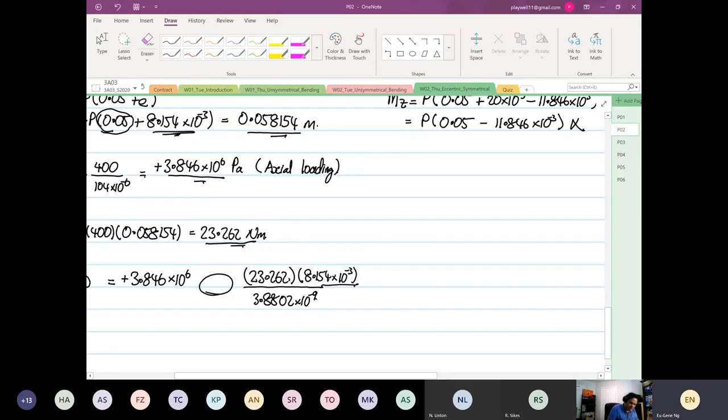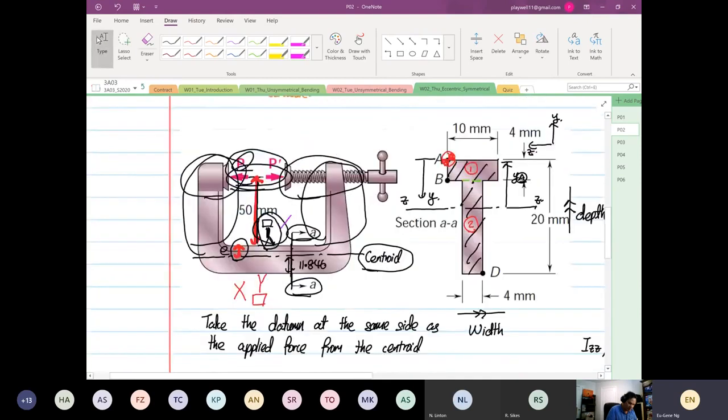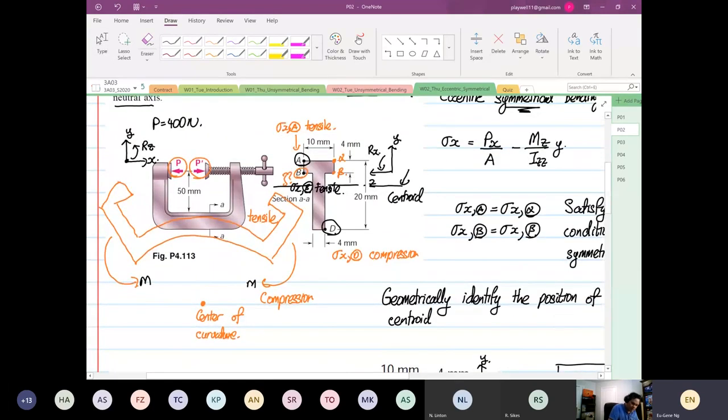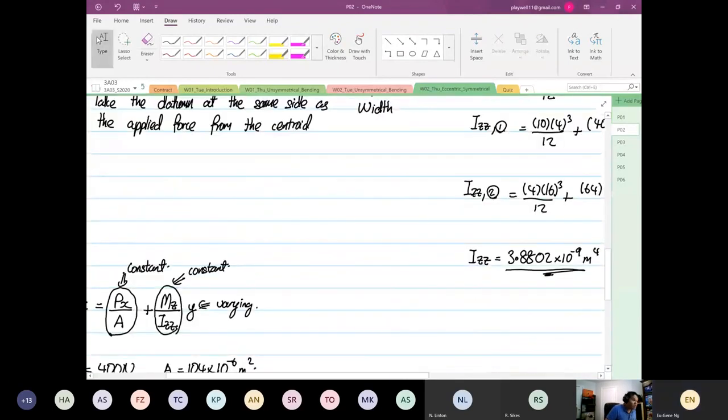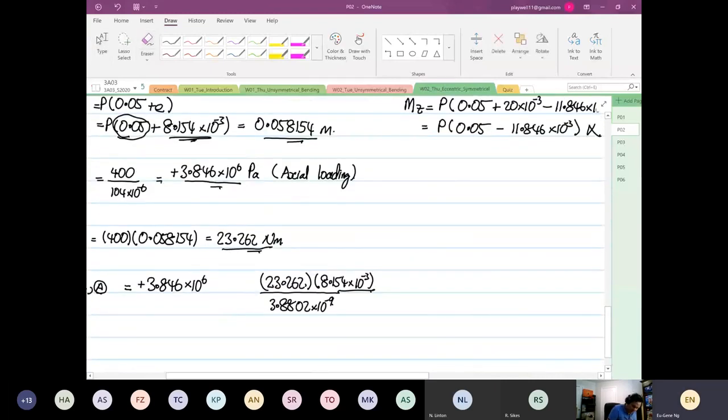Now the thing of concern is, what sign is this? But we have done the analysis already. There's nothing to fear. So if we go to this analysis, we know that at point A, like what I've written, it is going to be tensile. The bending is going to induce a tensile, so this is going to be plus. I hope you are not getting a headache from me moving the notepad from here to there.